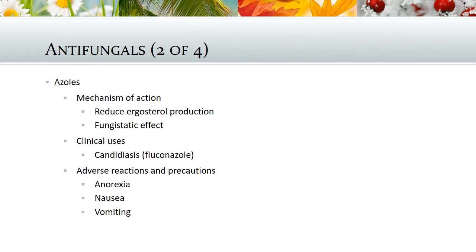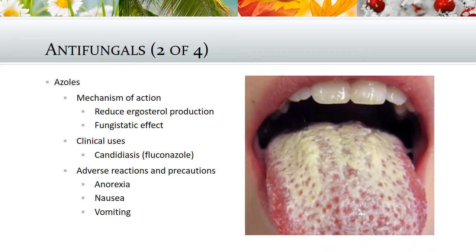Azoles reduce ergosterol production and have a fungistatic effect. They're good in uses of candidiasis and have adverse reactions of anorexia, nausea, and vomiting. A candidiasis infection is like having a sunburn on the tongue.